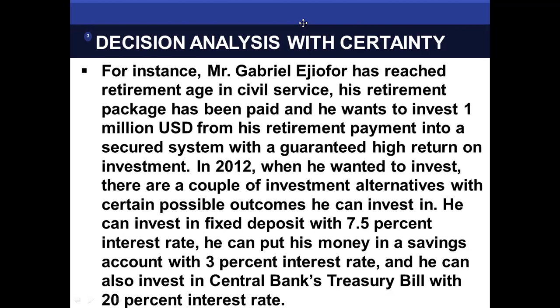Now, let me draw this on a chart. If you are drawing this on a chart using a decision tree model, you will have something like this. First, there's a decision to be made. 1 million USD is available cash, and he wants to invest. So the first thing is that he has to decide: should he invest in the first alternative, or the second alternative, or the third alternative?